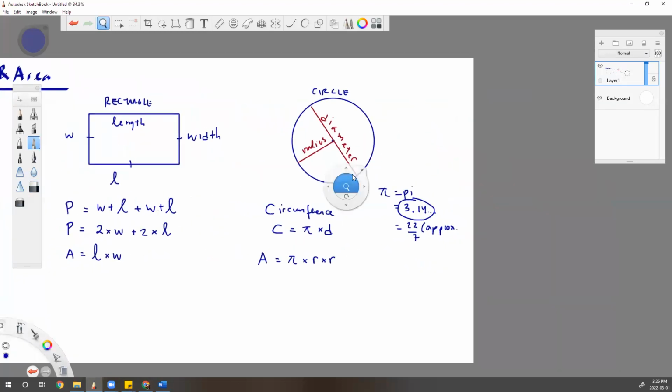Let's see the connection between the radius and diameter. So radius is only half of the diameter, right? So you can just write d equals 2 times r, 2 times the radius, because the diameter is double the length of the radius. That's how you memorize it easily.